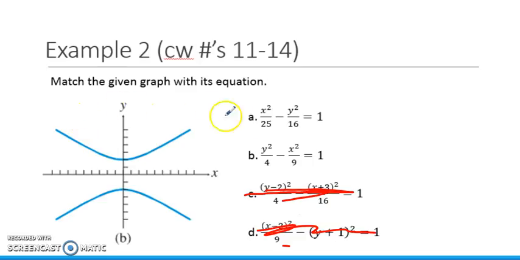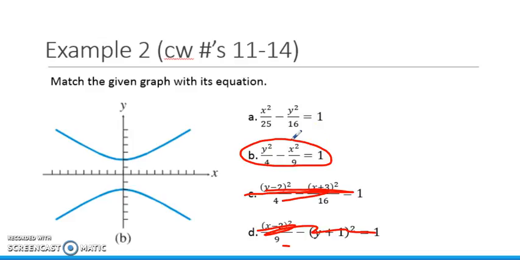Okay, out of the ones that are centered at the origin, they don't have numbers being added and subtracted from x and y, I need the one that's going up and down. So the up and down case is the one that starts with a y squared value. The y stuff is the positive term and the x stuff is the negative term. So that means my correct answer choice has to be this choice B.